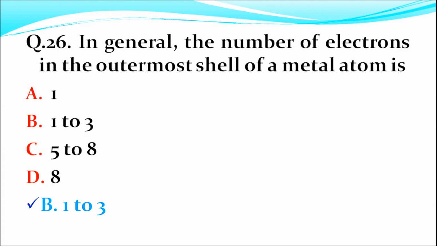In general, the number of electrons in the outermost shell of a metal atom is: option A 1, option B 1 to 3, option C 5 to 8, and option D 8. The number of electrons in the outermost shell of a metal atom is generally 1 to 3. Option B is correct.